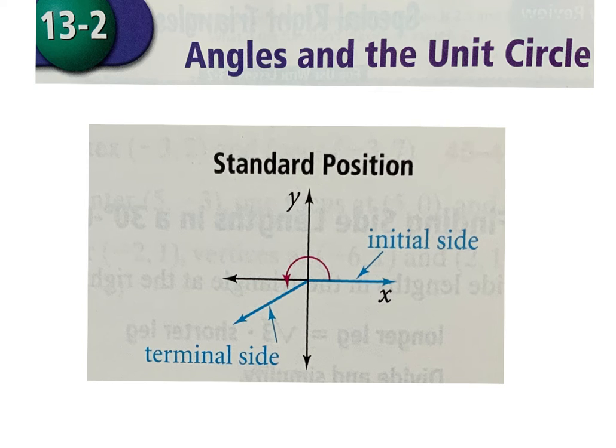The first thing they talk about is angles in the unit circle. They talk about angles if you were to place them on the coordinate plane. All right, so we're taking our angles and putting them on the coordinate plane. So we have the XY value.